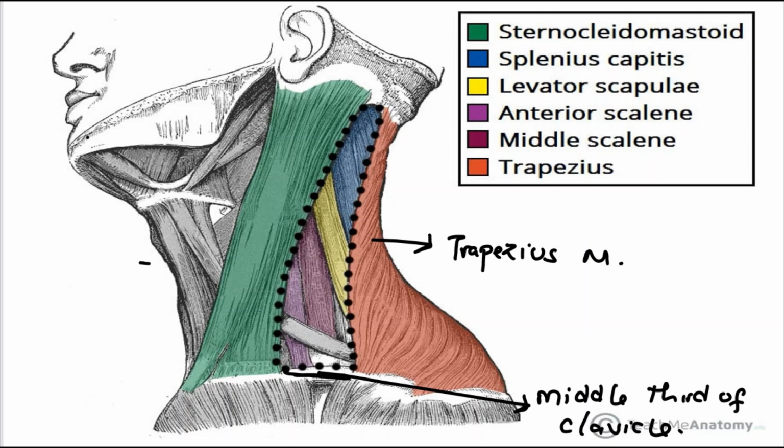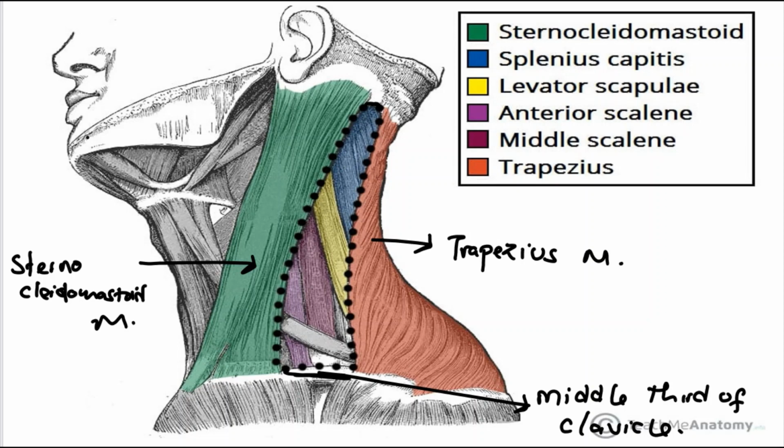And then the anterior border is made by the posterior border of the sternocleidomastoid muscle. So these are the three boundaries of the triangle: the anterior boundary, the posterior boundary, and the base. The apex is by the superior nuchal line there.